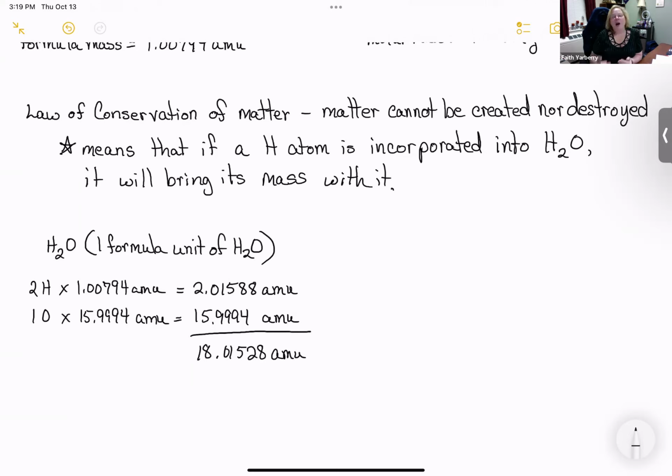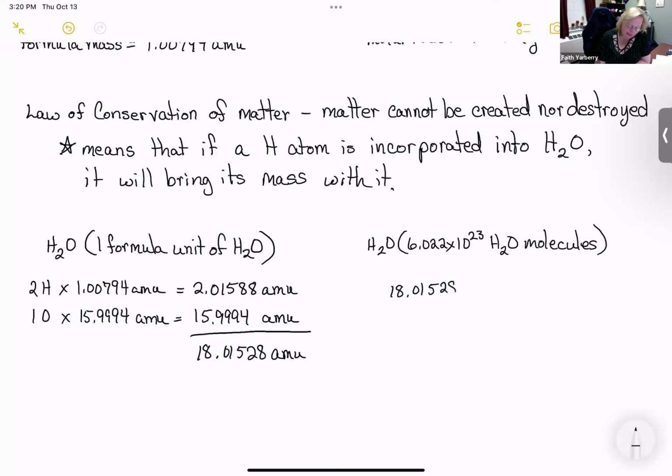But just like our atoms of the elements, if instead of talking about 1, we talk about 6.022 times 10 to the 23rd water molecules, then we're going to be working with its molar mass, which is 18.01528 grams of water is equal to 1 mole of water.